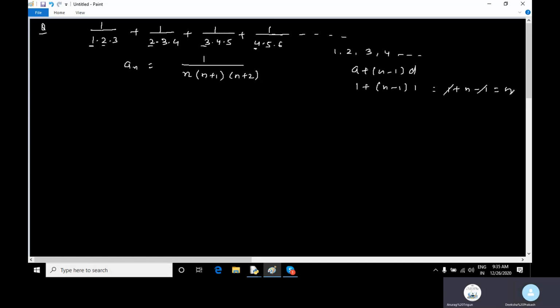So the first term will be n. Similarly here, 2, 3, 4, it's going on. So that is a plus (n minus 1) into b. So 2 plus n minus 1, sorry. So this is n plus 1. This is n plus 1 that has come.